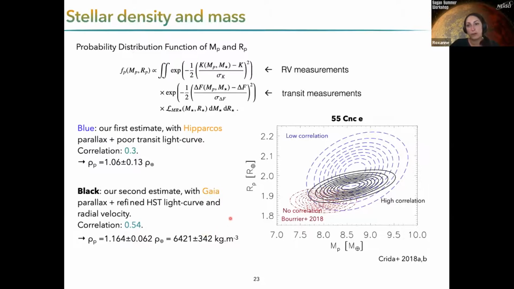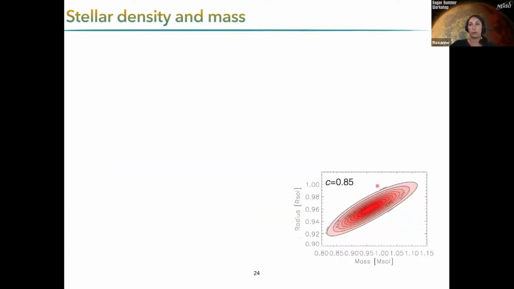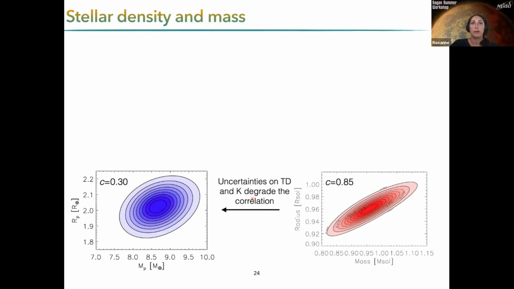So just out of curiosity, we made a small exercise. So here we have the ellipse for the density for the star, radius and mass. If the uncertainty on the transit depth, so the delta F parameter, and the semi-amplitude K were less good, like the first case we had, this will degrade the correlation. So that's the first case that I showed you.